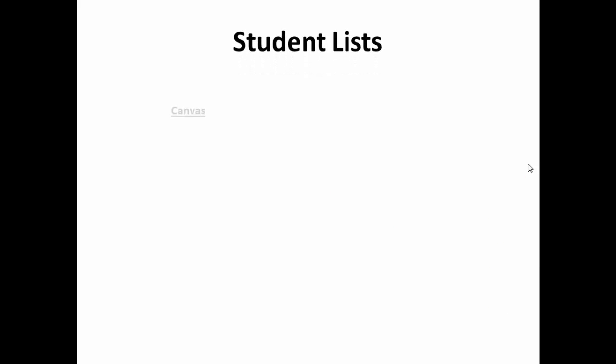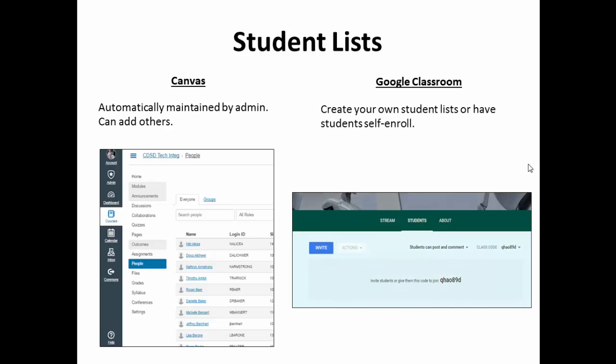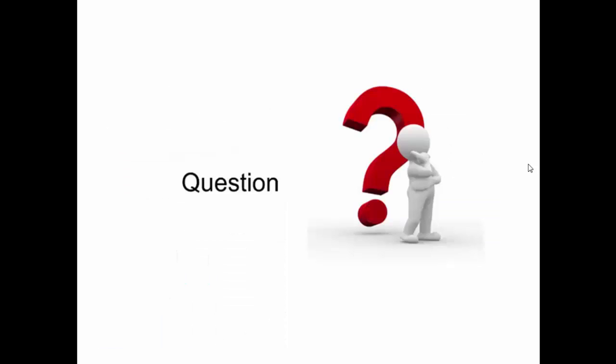When looking at student lists, Canvas is actually maintained by administration. Your student list that is in TAC is mirrored every night into Canvas, so you do not need to maintain your student lists. However, you can add other students and you can add other teachers to your class list. In Google Classroom, you basically need to create that list yourself by inviting students from the district directory or giving the students a self-enrollment code and allowing them to enroll in your class by themselves.